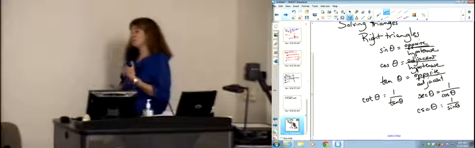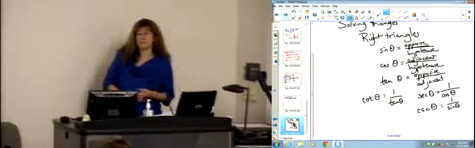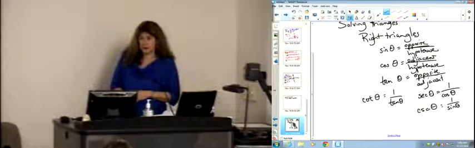Okay, so those are what we knew back about right triangle trigonometry. Through the use of the right triangle trigonometry, as well as through the use of the Pythagorean theorem, those allowed us to be able to solve right triangles or find missing sides and angles. Okay.